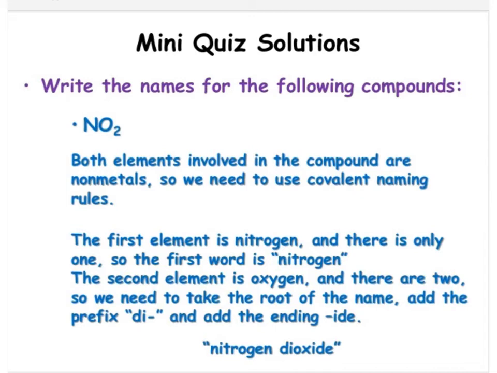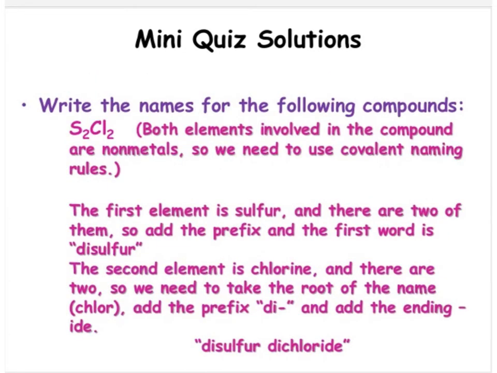NO2. Both elements involved in the compound are nonmetals, so we need to use covalent naming rules. The first element is nitrogen, and there's only one, so the first word is nitrogen. The second element is oxygen, and there are two, so we need to take the root of the name, add the prefix di, and add the ending IDE. Nitrogen dioxide.